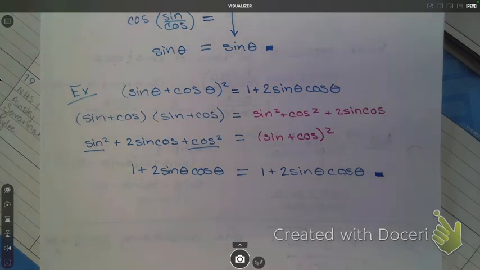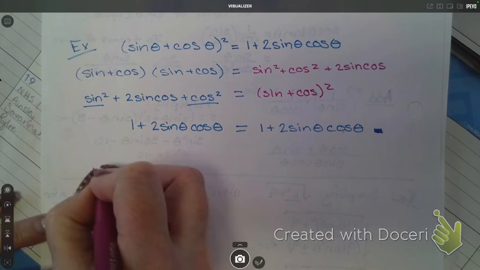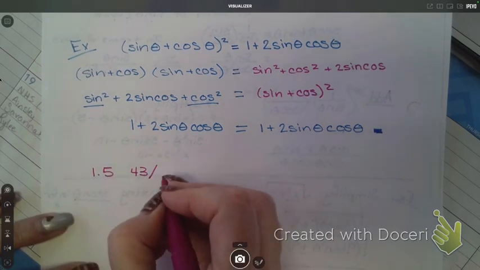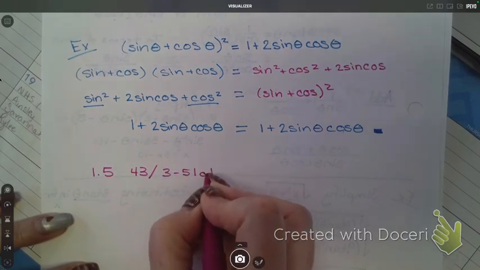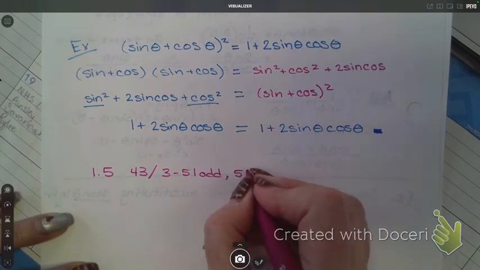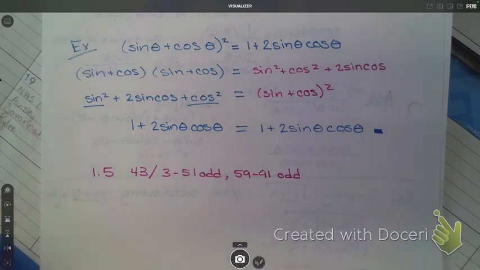Okay? So, your assignment is, since I didn't get time to put it on the board yet, it is on Classroom though. 1.5, page 43, 3 through 51 odd, and 59 through 91 odd. Okay, how many days do you have on this? 1. No, 3. You have 3. Oh, geez. That's why you have that assignment. Okay, you have 3 days on this assignment.